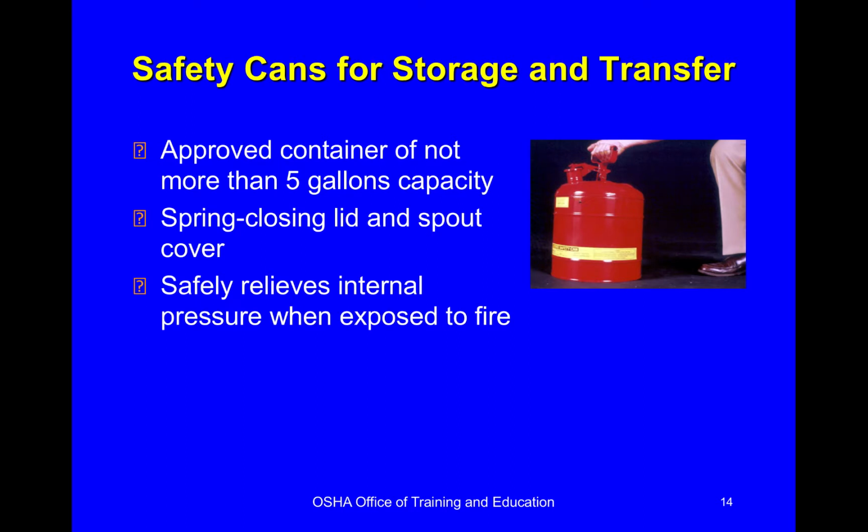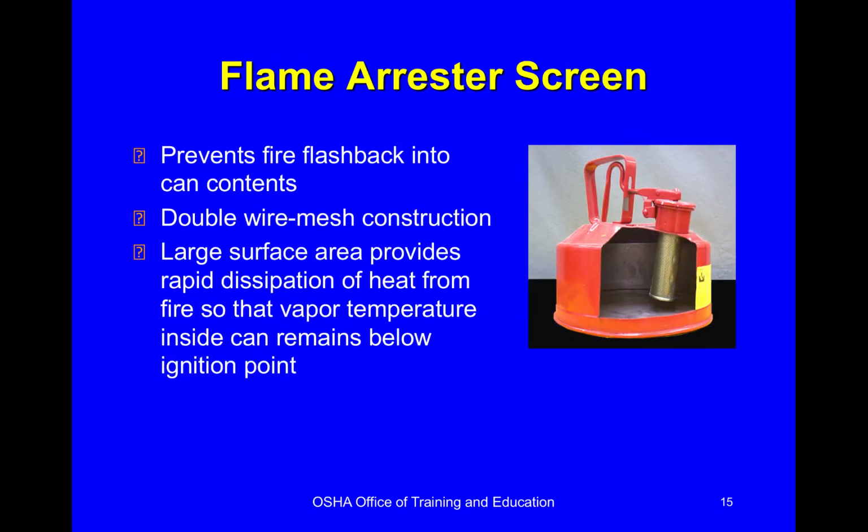Safety cans for storage and transfer have to be approved containers of not more than 5-gallon capacity. They have to have a spring-closed lid and spout cover. They need to safely relieve internal pressure when exposed to fire. In other words, we don't want the tank to blow up, so there has to be a pressure relief.